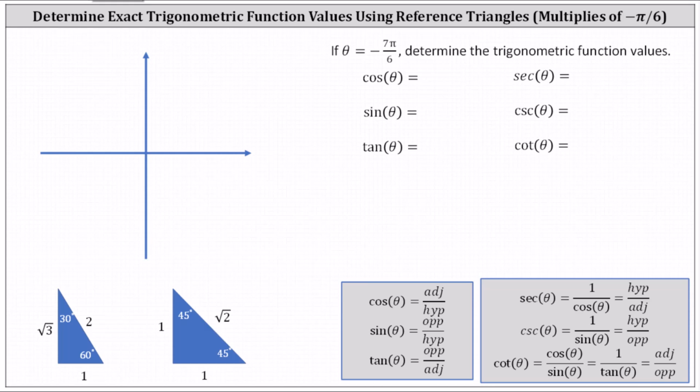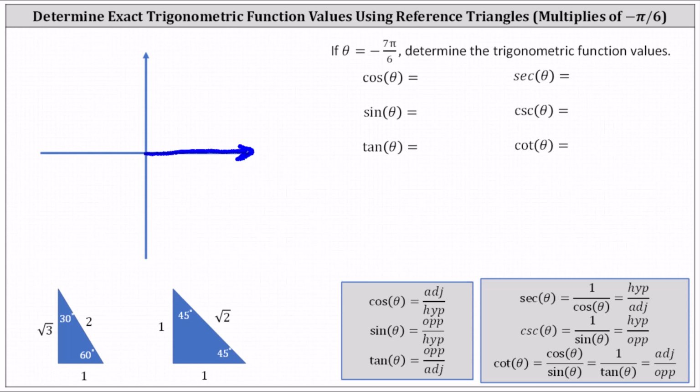This lesson will show how to use a reference triangle on the coordinate plane to determine the 6 trigonometric function values for theta equals negative 7 pi divided by 6 radians. We begin by sketching the initial side along the positive x-axis. And now because the angle is negative, we rotate clockwise 7 pi divided by 6 radians, or 7/6 pi radians.